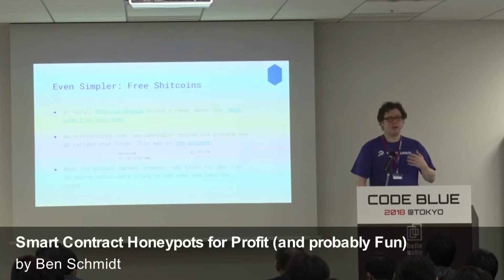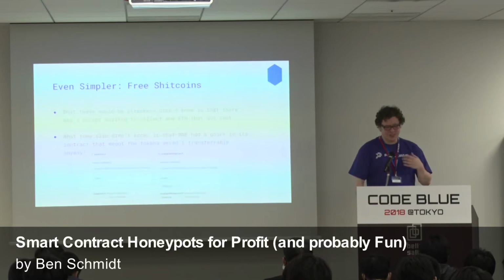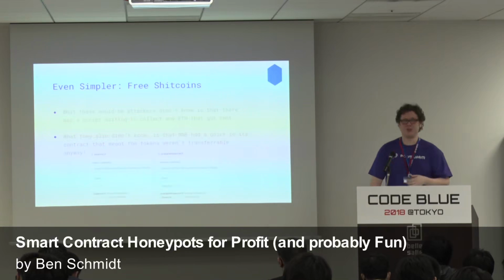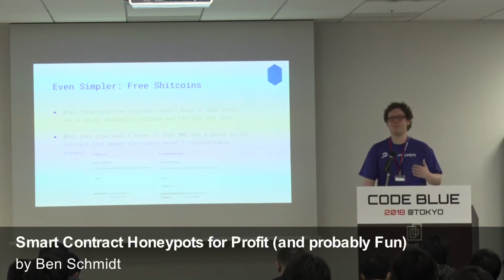Now, if you remember, you have to actually pay for transactions on the network. So to send those tokens out from that account, you actually had to deposit Ethereum into it. It wasn't actually that easy, however. What these attackers didn't know was that there was a script that was watching all the transactions to this account, and immediately after the fund transfer is confirmed, they'd just take the money out.